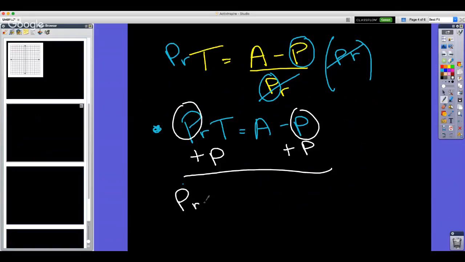So what we have is PRT plus P equals A. Now, have we done that? We got everything with P on one side? Okay. Now, does anyone know what I could do with this to be able to solve? Oh, Taylor.